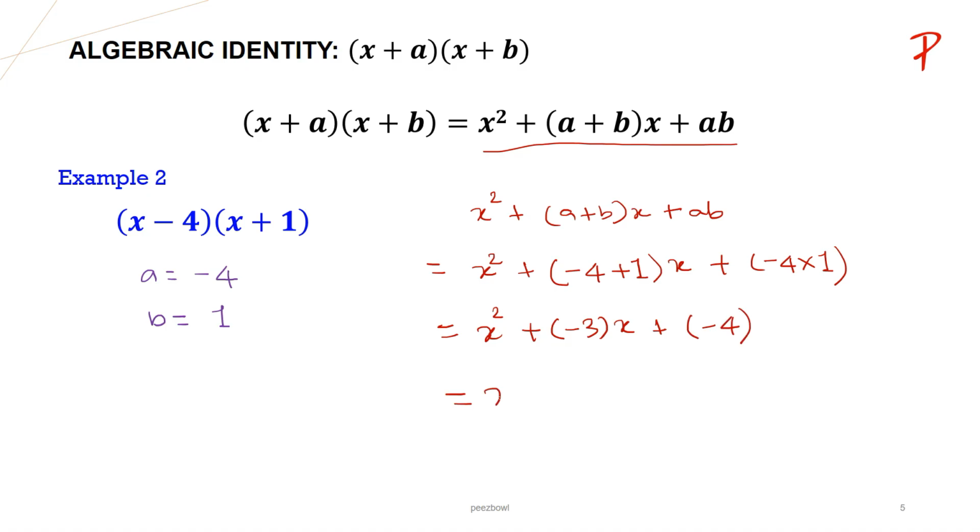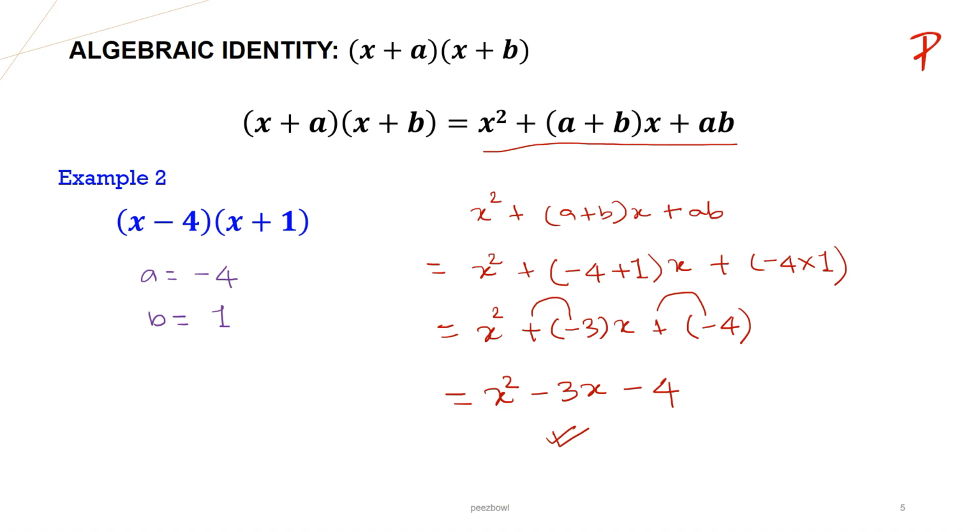This is x². When this plus sign multiplies by this minus sign, it becomes minus, so −3x. Same here, when this plus sign gets multiplied by this minus sign, it becomes −4, right? So the answer of (x − 4) multiplied by (x + 1) is equal to x² − 3x − 4. This is the answer, right?